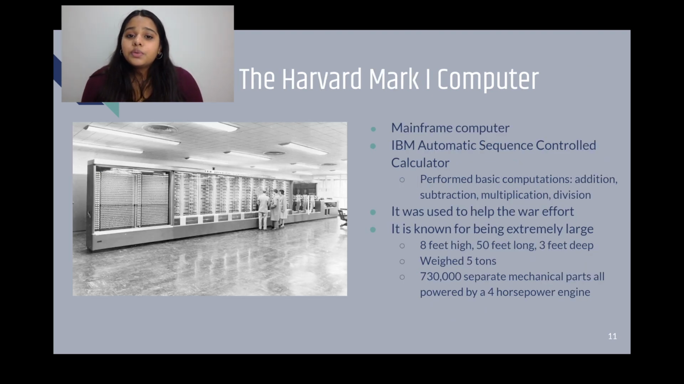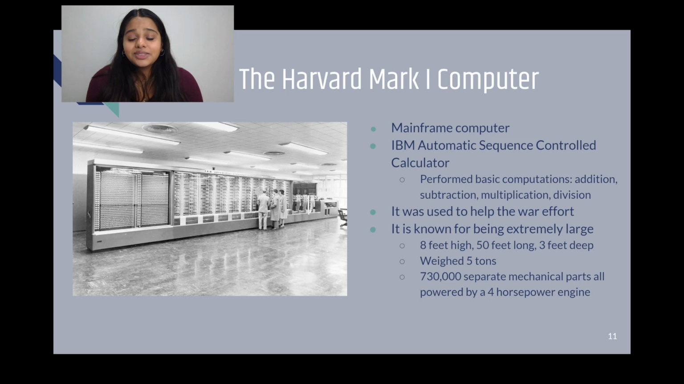In 1944, we have the Harvard Mark I computer. This was considered to be a mainframe computer, and essentially it was a calculator. It performed really basic computations: addition, subtraction, multiplication, and division. If you think about it, your iPhone could do more than this large computer. But this was used to help the war effort during World War II, and it's known for being extremely large, as you can tell from the picture.